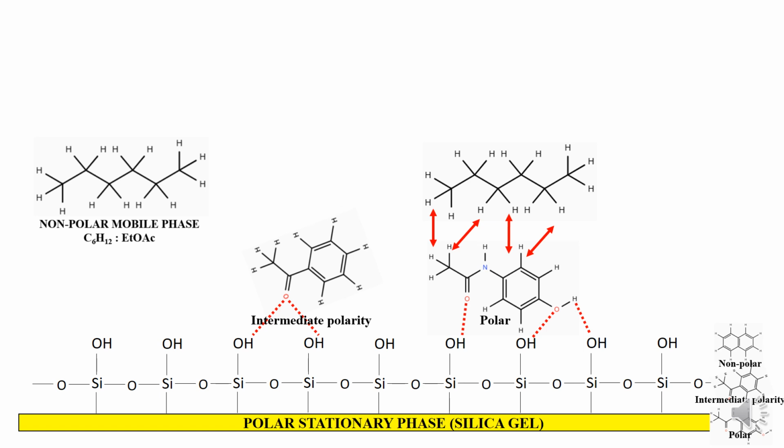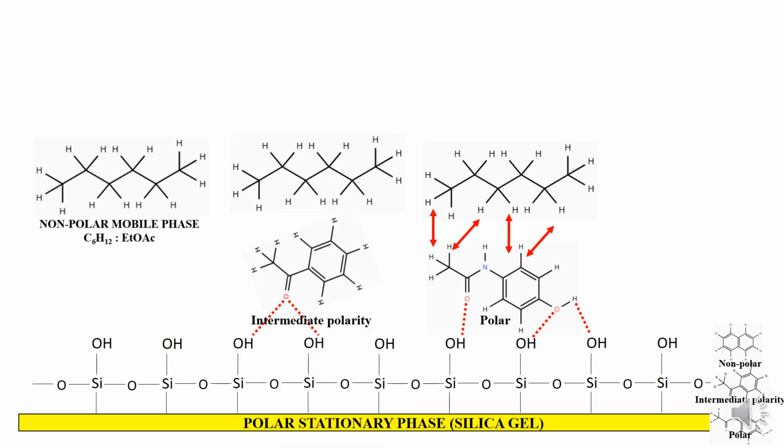So the number of hydrogen bonds which the acetophenone molecule forms with the polar silicon groups of the stationary phase is much less as compared to that of the paracetamol molecule. So the relative affinity of acetophenone towards the stationary phase is much less as compared to that of the polar paracetamol molecule, and therefore it travels a further distance as compared to the polar paracetamol molecule.